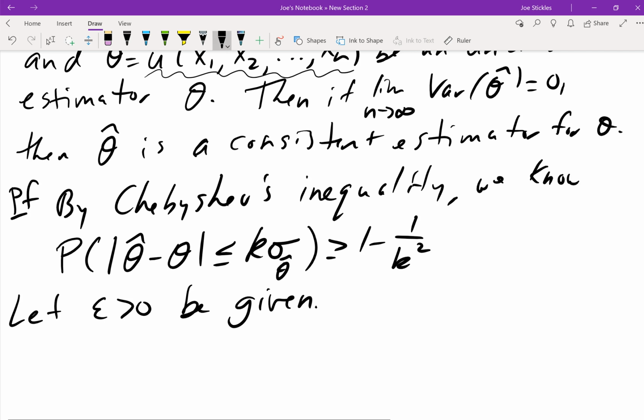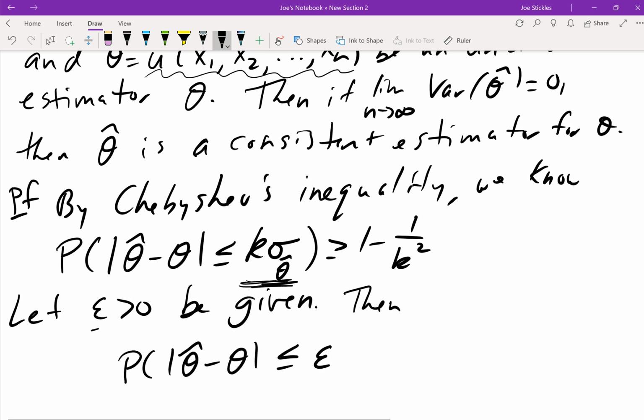Remember last time that we replaced this with an epsilon? I basically want this to be epsilon, right? Okay. So if I'm looking at the probability that the absolute value of theta hat minus theta is less than or equal to epsilon, well, I did this last time and screwed it up the first time, so let's see if I can do it right this time. I want to keep it as epsilon. I can write that as what?